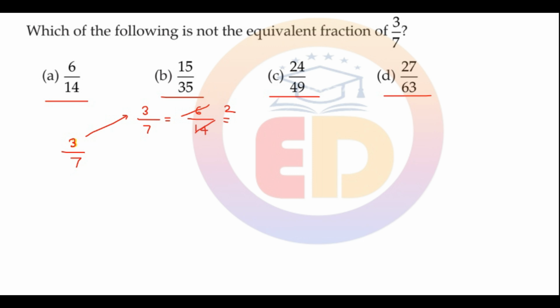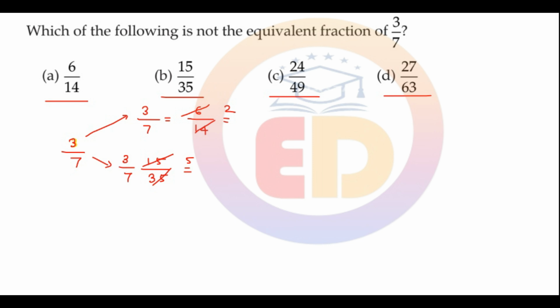Second option, 15 upon 35. Both 15 and 35 are divisible by 5. Let's divide them by 5. This is 5 3s are 15. This is 5 7s are 35. So the second option is also equal to 3 upon 7.